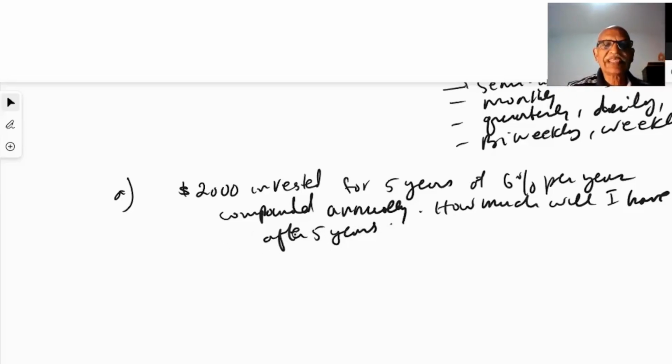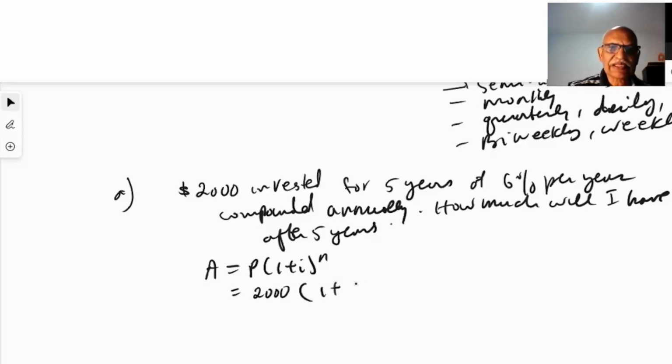Okay, so we have $2,000 invested. It's only a one-time payment, which means that I have A equal to P(1 plus i) to the power n. I'm finding A. This is my unknown. The P is given, $2,000. I just deposit $2,000 once. i is 0.06. Since it is annually, I don't divide by anything. n is the number of years, which is 5.